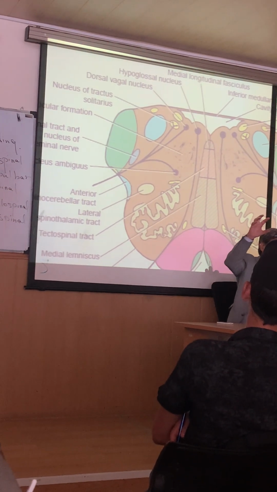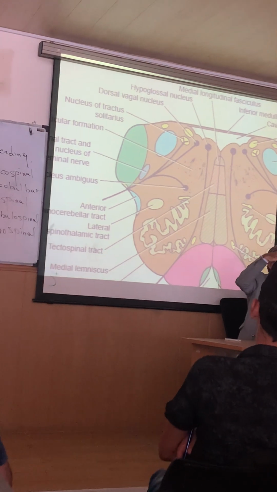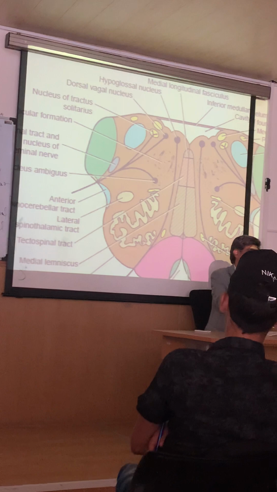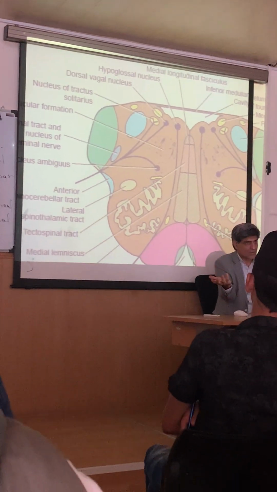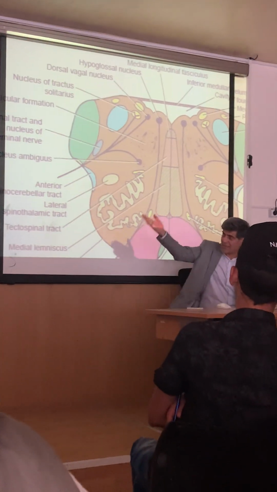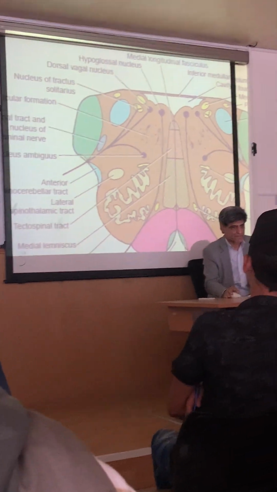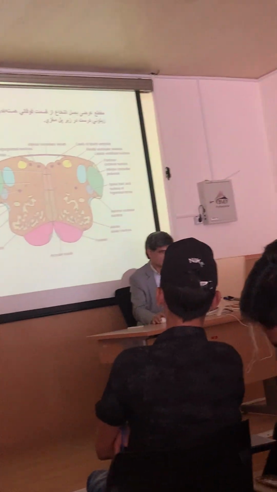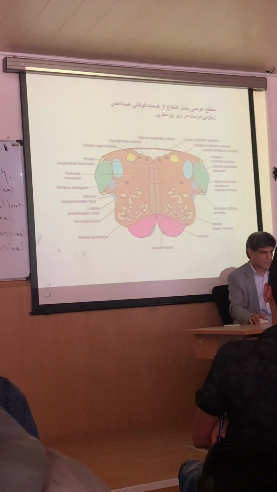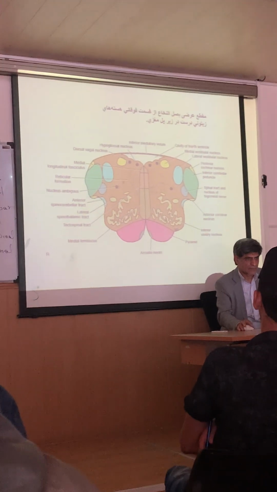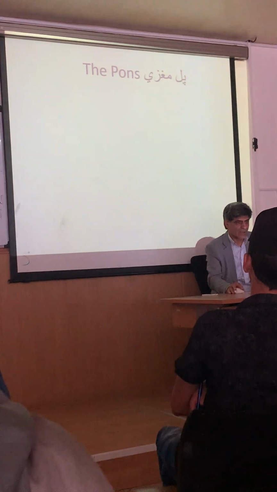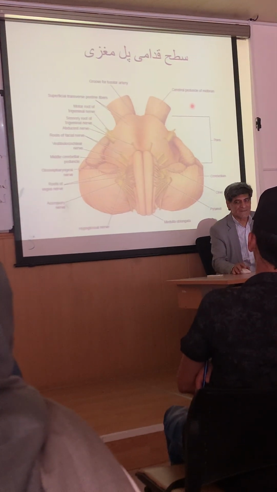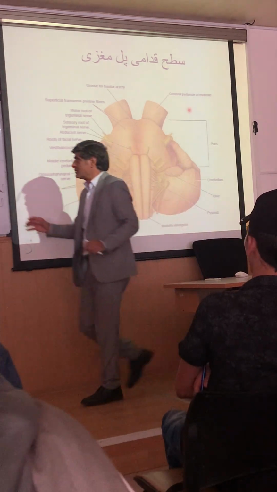The medulla oblongata consists of nuclei and tracts. Finish. Okay? Nucleus and tract. And another part, the pons.